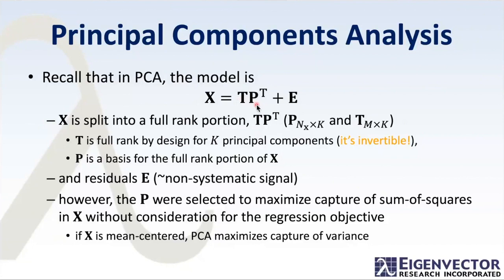The deal with principal components analysis, however, is that the P, this basis set of vectors that describe the variation in X, were really selected in a way that maximizes the captured sum of squares in X without consideration for the regression objective, i.e. our identification of the regression vector.